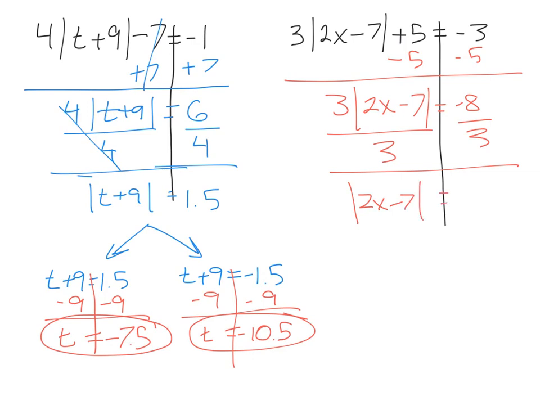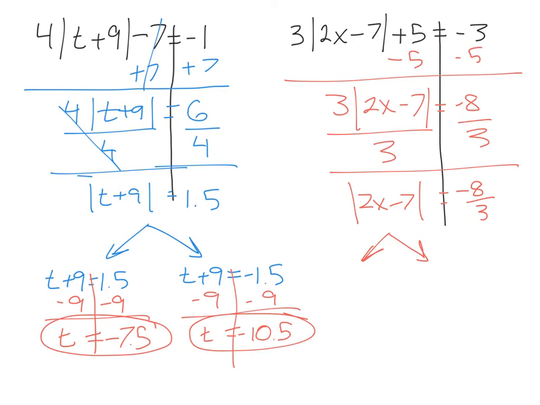Now, negative 8 divided by 3, that could be a decimal, negative 2.6 repeating, but I don't like to deal with long decimals or repeating decimals, so I'm just going to leave this as a simplified fraction, negative 8 over 3. Now, I would want to separate this into two separate equations here.